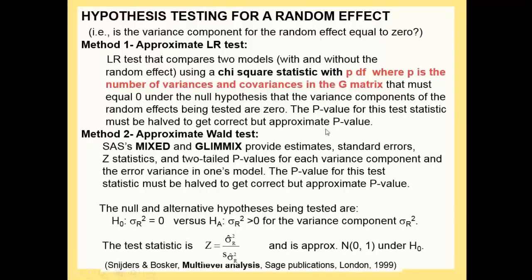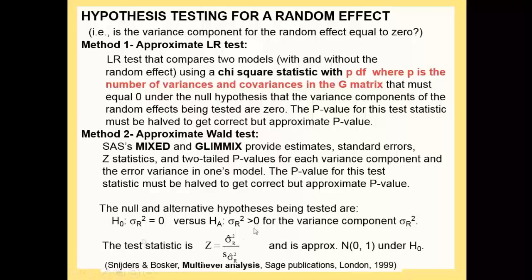SAS MIXED and GLIMMIX provide estimates, standard errors, z-statistics, and two-tailed p-values for each variance component and the error variance in one's model. The p-value for this test must be halved to get the appropriate p-value. The null and alternative hypotheses being tested are about a particular random effect, whether it's a random intercept, a random slope, or any one of the random slopes. What you're testing is whether the variance corresponding to that random slope is equal to 0 or whether it's different from 0.